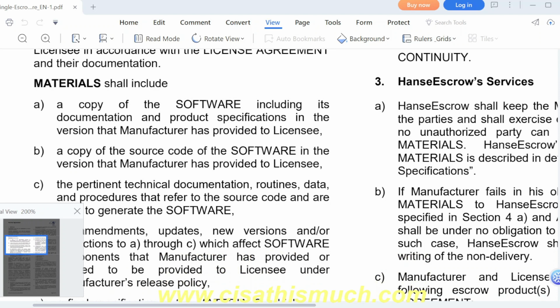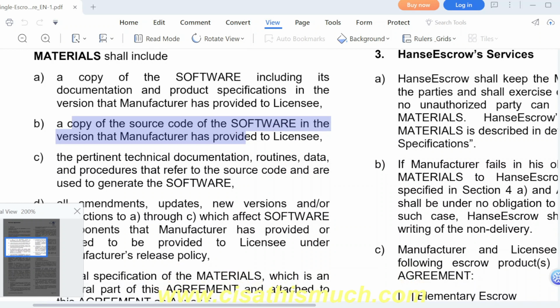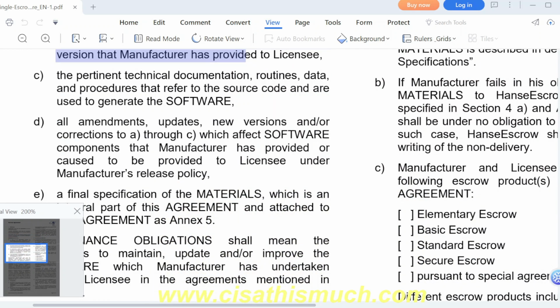So here we have the materials. Materials shall include a copy of the software, and a copy of the source code of the software in the version that the manufacturer has provided to the licensee. Then we have all amendments, updates, and new versions. I told you, whenever updates or new version amendments happen which affect the software components that the manufacturer has provided or caused to be provided to the licensee under the license agreement.